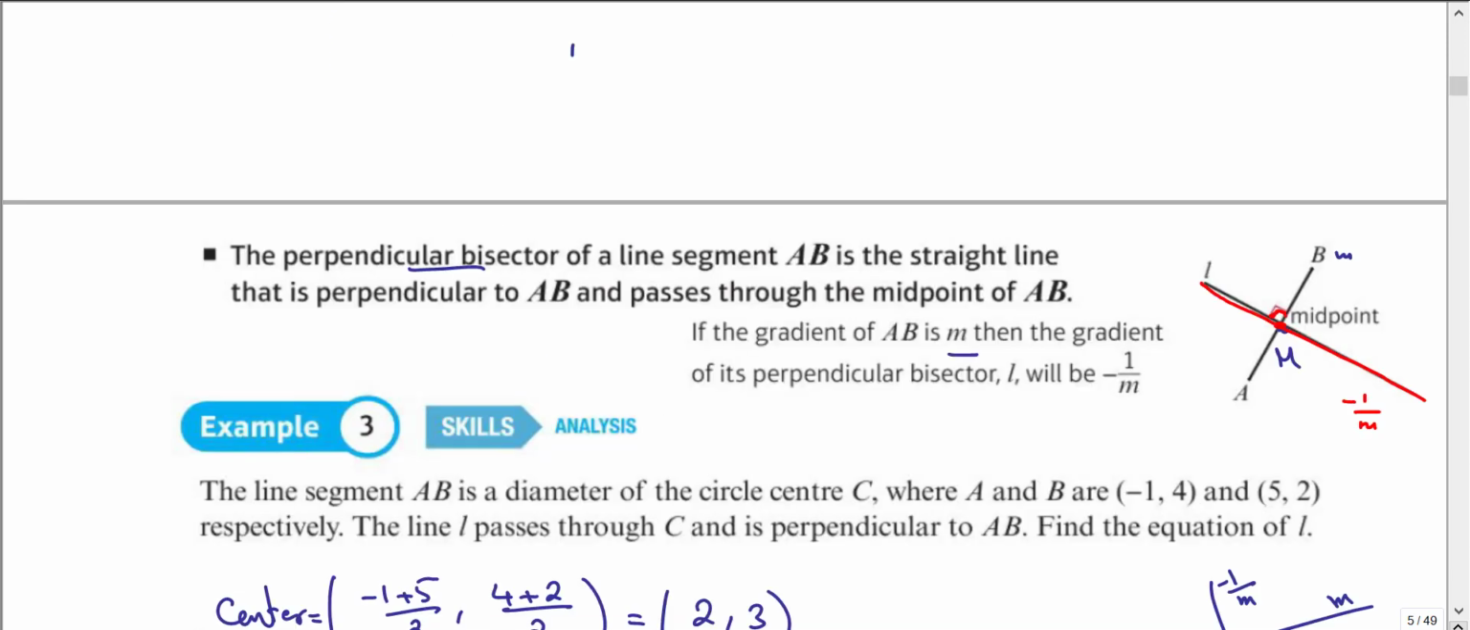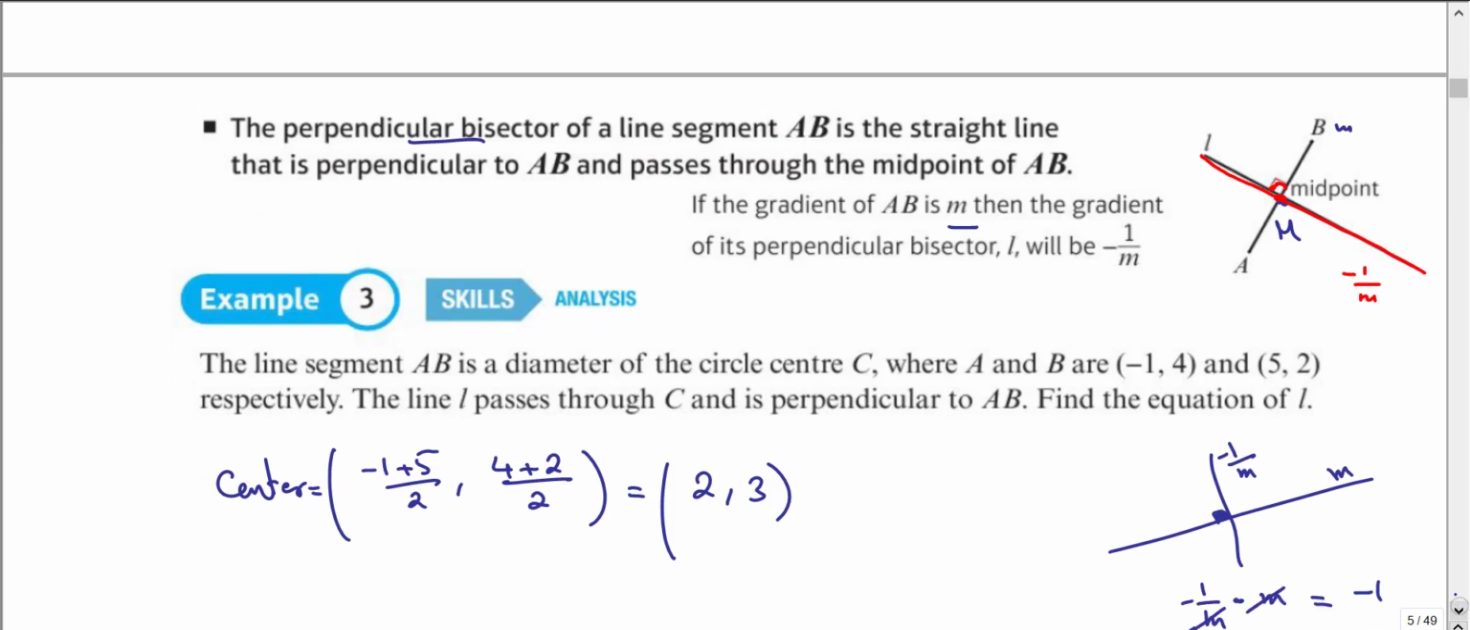Okay, second point. Let's go down. Here we say the perpendicular bisector of a line segment AB is the straight line that is perpendicular to AB and passes through the midpoint of AB. What does this mean? Now pay attention.